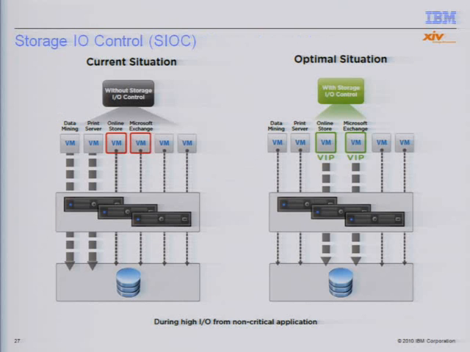Here's just a quick view of what's happening with and without SIOC. On the left, you see that the data mining and the print server have sort of the lion's share of the throughput. You don't necessarily want that to happen. With SIOC enabled, with the shares in place, the shares actually give priority to your online store in Microsoft Exchange. And that's basically what you want.